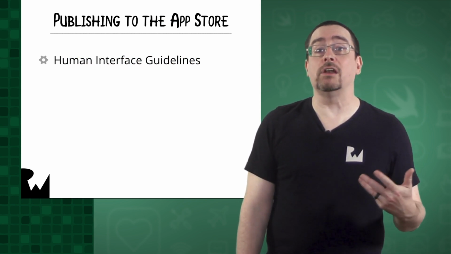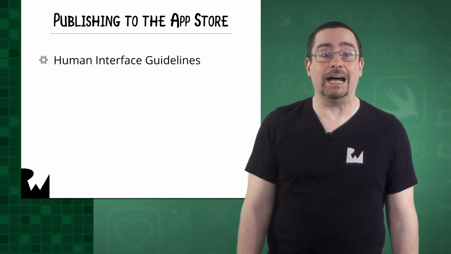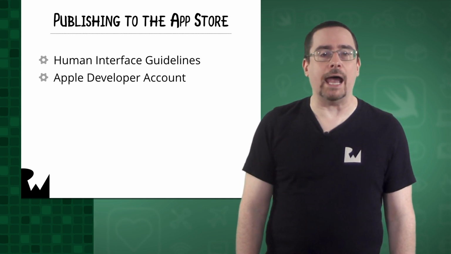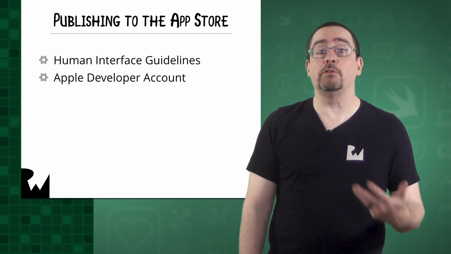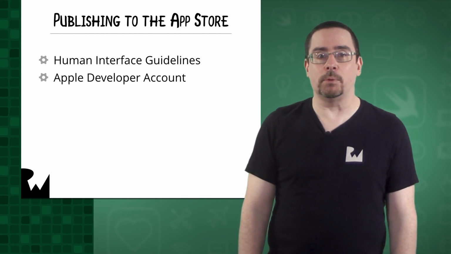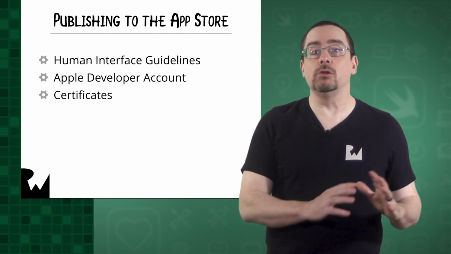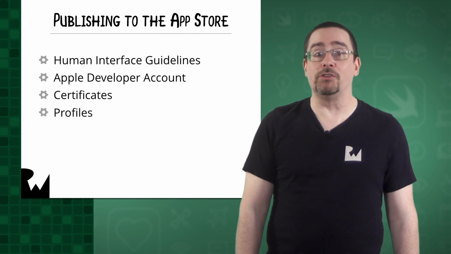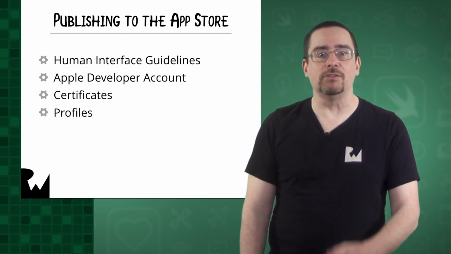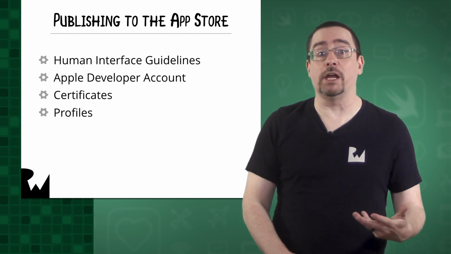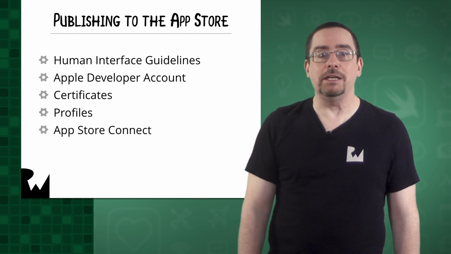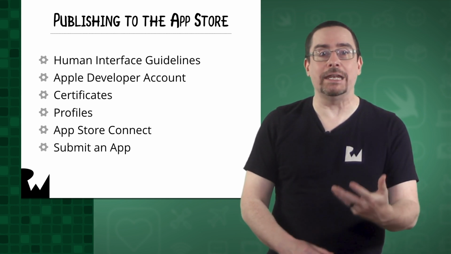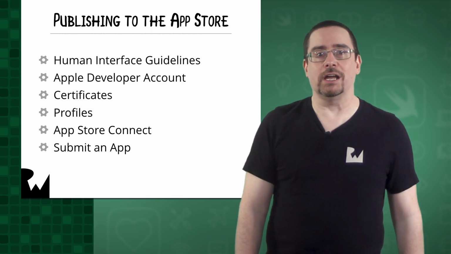First, you'll get an overview of the human interface guidelines and how they can affect your app. Then you'll learn how to create an Apple developer account and the features provided by joining the Apple developer program. After which, you'll learn about certificates and how to create them. Once you're comfortable with certificates, you'll learn about profiles and what they do and how to create them on your own. Next, you'll be introduced to App Store Connect. And finally, you'll actually submit an app to App Store Connect using Xcode.